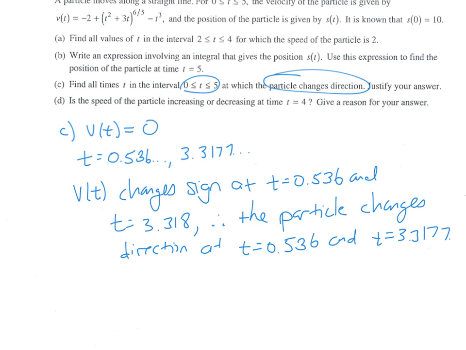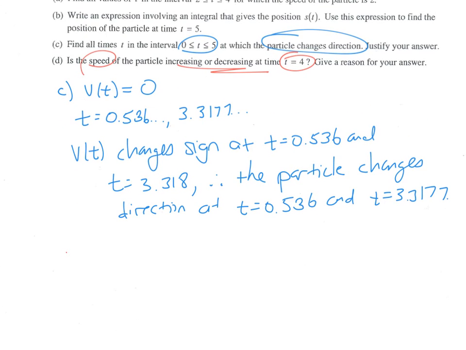Okay, part D is the speed of the particle increasing or decreasing at t equals 4. So this is where we want to know if our particle is speeding up or slowing down. So we need to look at velocity and at acceleration, which is our derivative of velocity. And again, we're using the calculator. We're plugging 4 right into our given velocity function, and we get this number, which is negative.